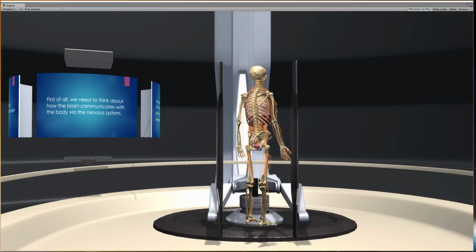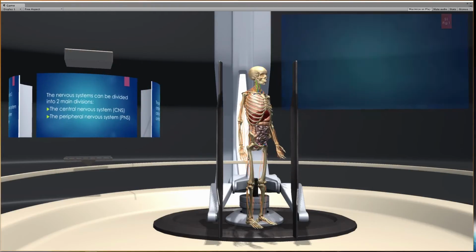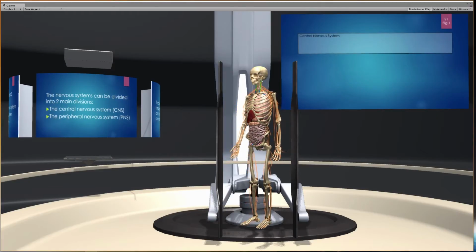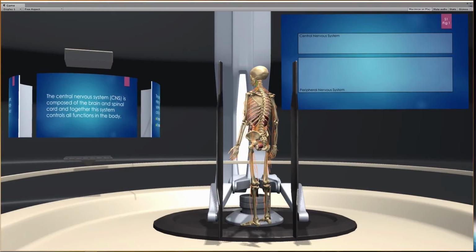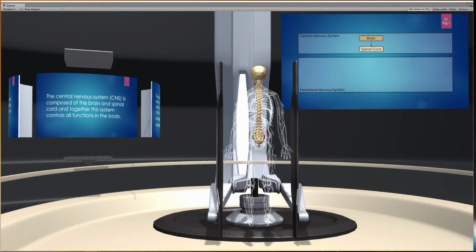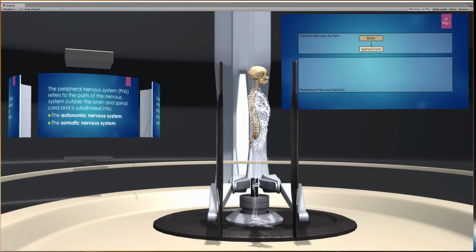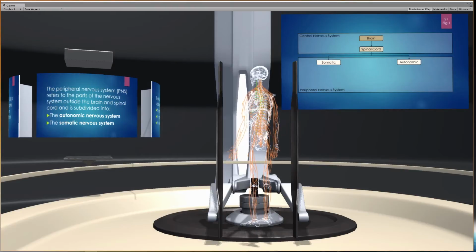First of all, we need to think about how the brain communicates with the body via the nervous system. The nervous system can be divided into two main divisions, the central nervous system and the peripheral nervous system. The central nervous system is composed of the brain and spinal cord, and together this system controls all functions in the body. The peripheral nervous system refers to the parts of the nervous system outside the brain and spinal cord, and is subdivided into the autonomic nervous system and the somatic nervous system.